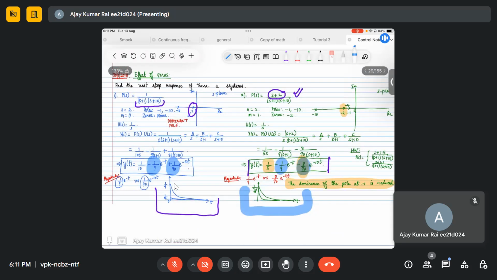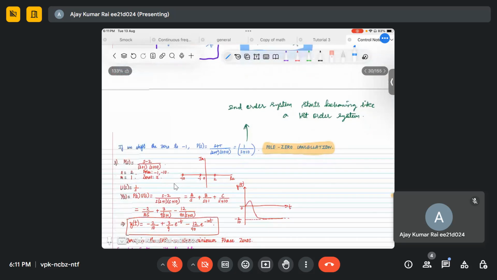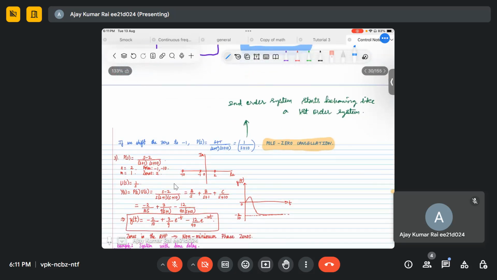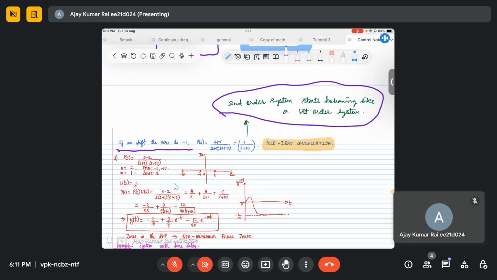Stability you have already studied. Now we are dealing with the performance. So we have seen that. Again, if we add this zero very close to -1, or directly, let us put a zero at s equal to -1, the system will behave differently because there will be a pole zero cancellation. So a second order system will behave like a first order system.